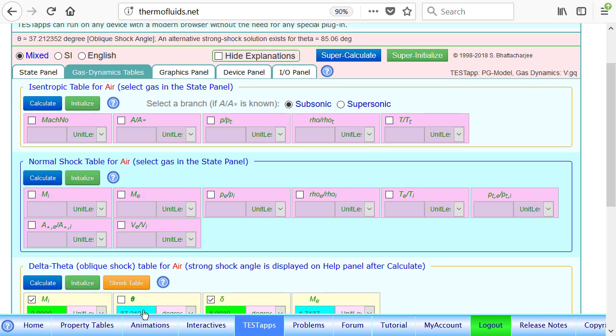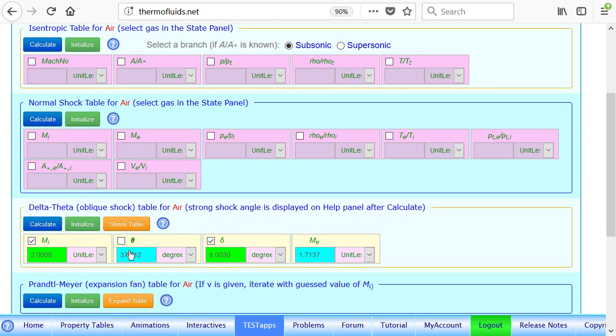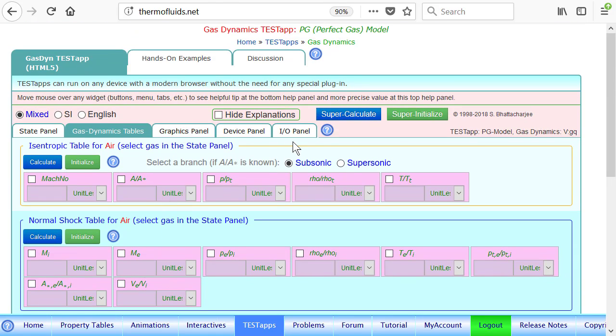We'll keep it in mind because the second part of the problem asks at what delta the shock disappears. In other words, when these two angles become equal, you can show that you cannot sustain an oblique shock after that angle. So now that we know theta, we can go find the Mach number M1n.